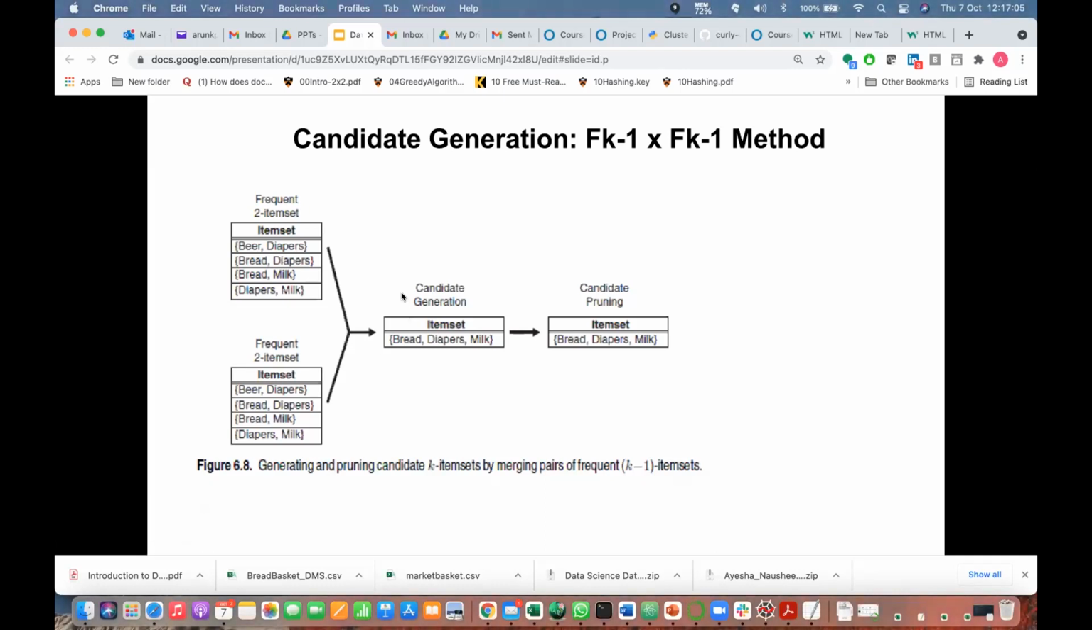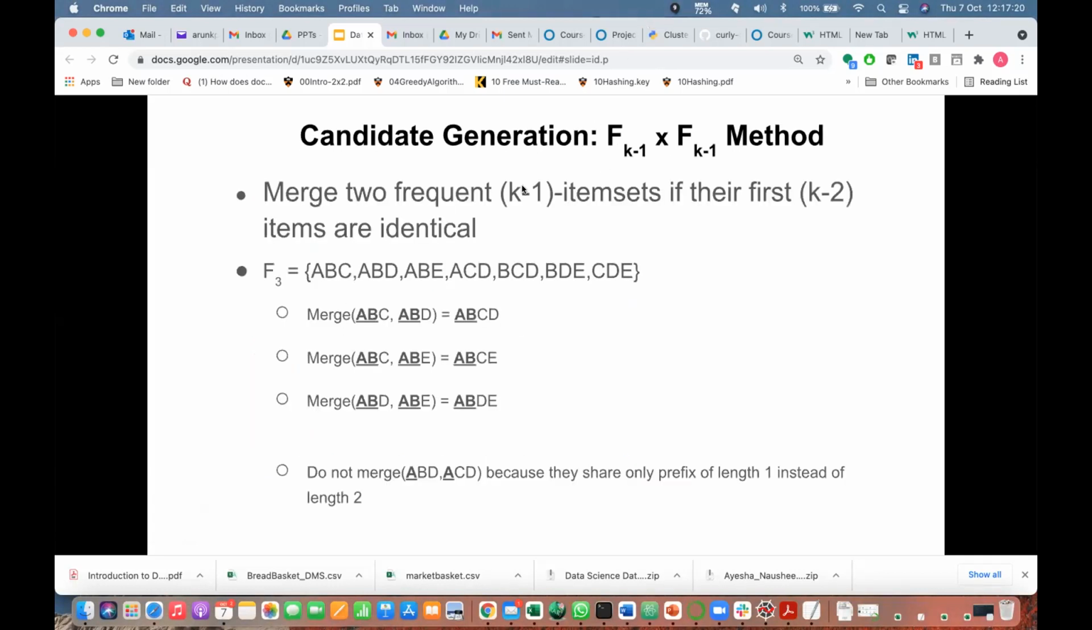So that is what we are taking care of, so that there is a probability that they become frequent because their subsets are frequent. If the subsets themselves are not frequent, then we don't add them. Merge two frequent k minus one item sets if their first k minus two items are identical. So F3 has ABC, ABD, ABE, whatever is given here. Merge ABC, ABD, provided the first two elements are the same, then you get ABCD.